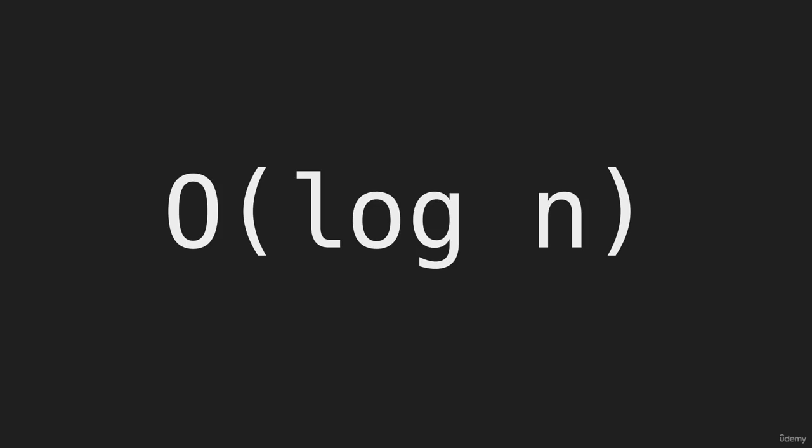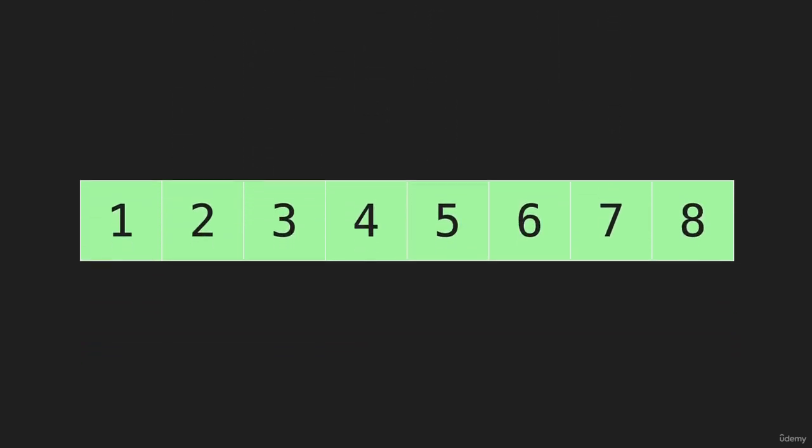So the last big O that we're going to look at is O of log n. I'm going to explain this with a sorted array. And in order to do what I'm about to do here, you have to have sorted data. Let's say you want to find a number in this array, and we're going to look for the number 1. What would be the most efficient way to find that?